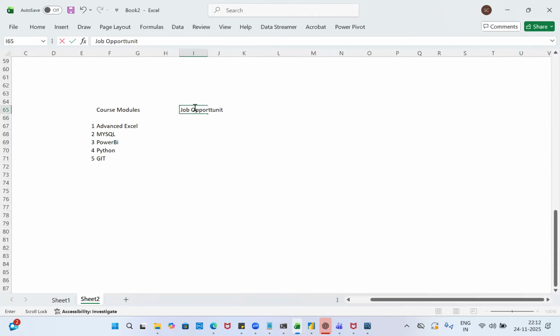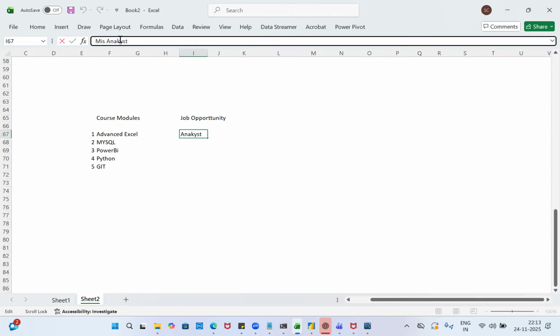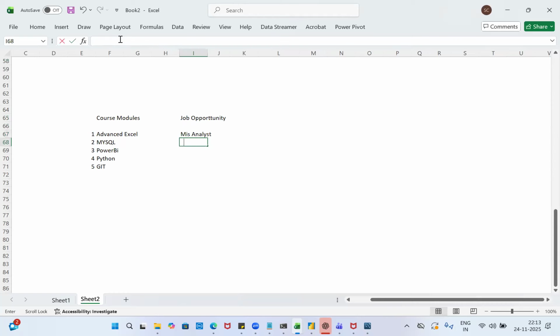What job opportunity you can try, actually? If you only complete Excel, you can go and become a MIS analyst. And for MySQL, you can apply and become a SQL developer. Why? Because we are covering it at a very advanced level. And if you have knowledge of Power BI plus SQL, you can become a Power BI developer. Even with all of those, you can apply as a data analyst, business analyst, and so on.